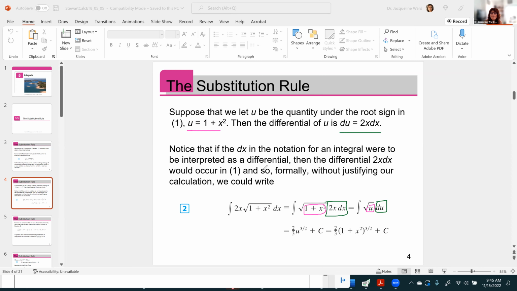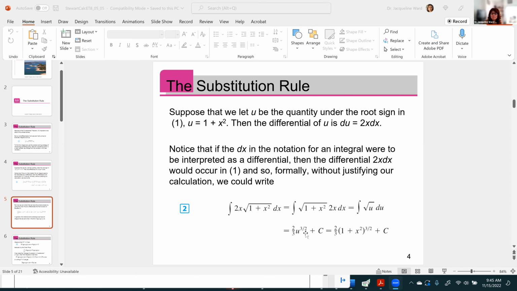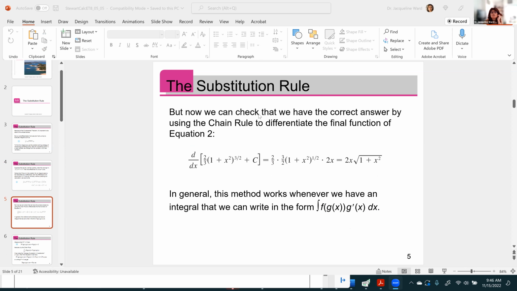Okay. But that's not always going to be the case, right? I mean, what if instead of 2x dx, it was like 3x dx or something. So we're going to see what we can do to change things up so we're still able to integrate. And they're just showing you can check that we have the correct answer by using the chain rule to differentiate. So you take the derivative of this, you bring the power down, that cancels, subtract by 1, and then take the derivative of what's inside. So it works, we can always check.